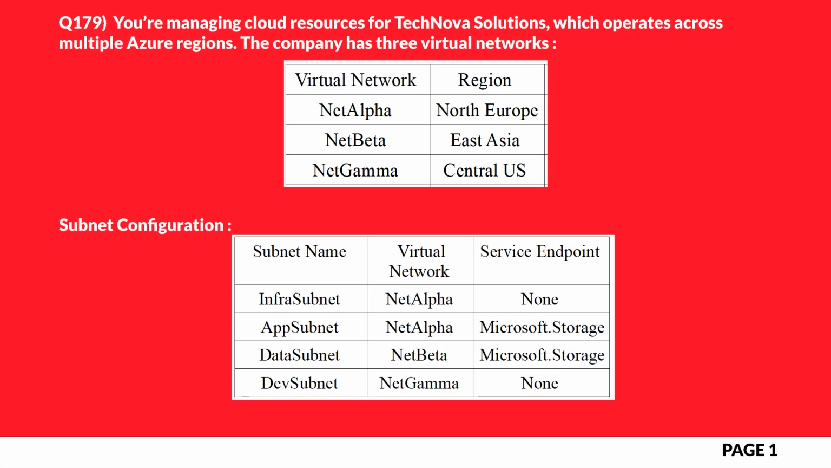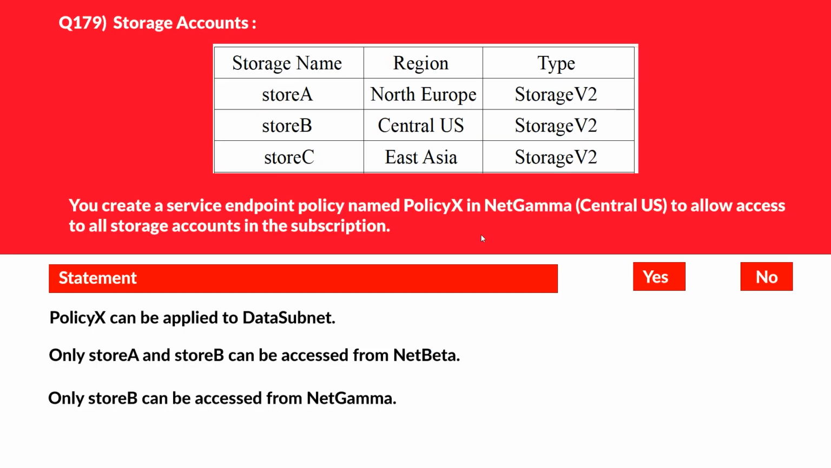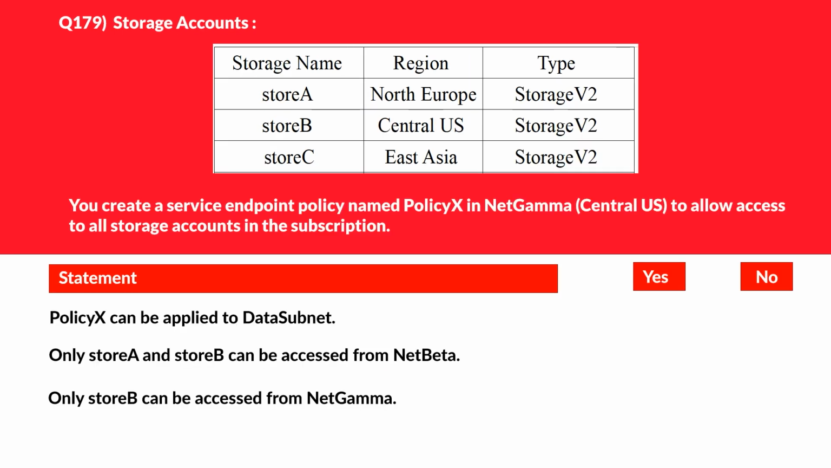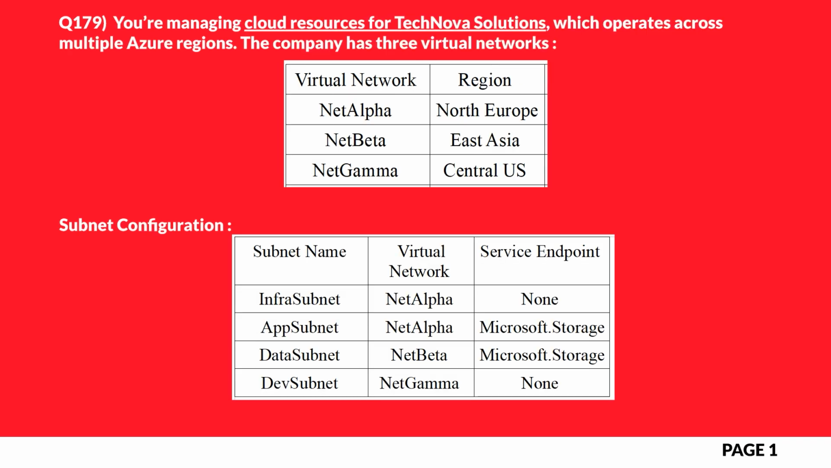Alrighty, now let's look at this question. Please feel free to pause this video. We'll see the statements here. So we got policy X can be applied to data subnet. Alright, now let's look at this question. Please feel free to pause this video. These are the statements available. I'll go one step back once again if you are done with these statements. Here is the first page.